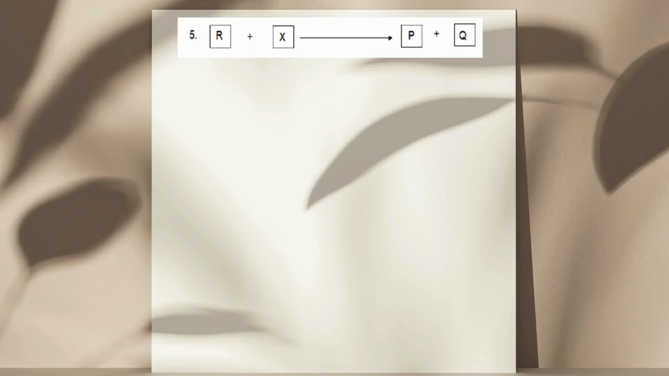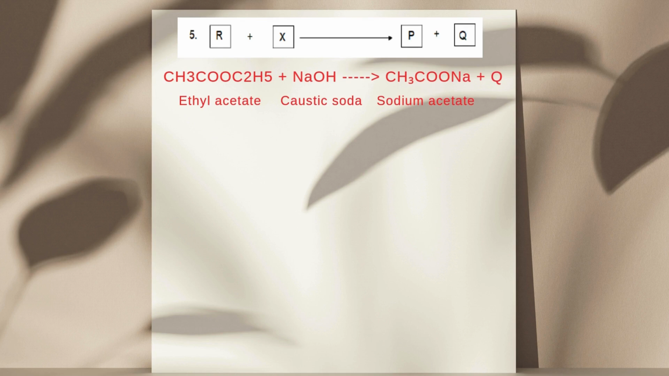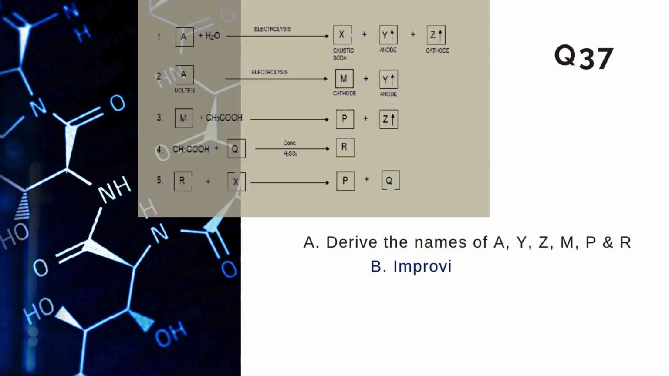Last one is this. We already know R, X and P. Substituting those, we get ethyl acetate plus caustic soda gives sodium acetate plus Q. So, Q is ethanol. Moving on to part B of the question. Improvise an activity to test Z, that is hydrogen gas.